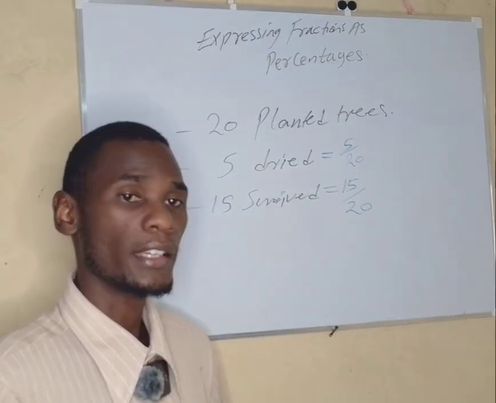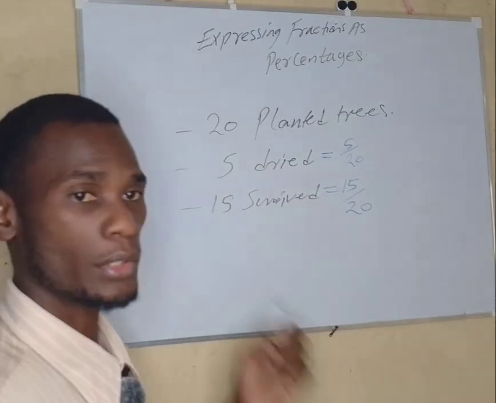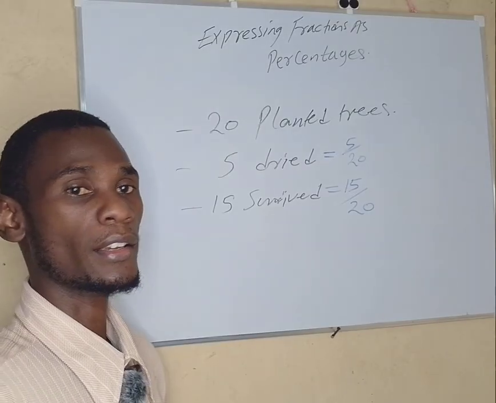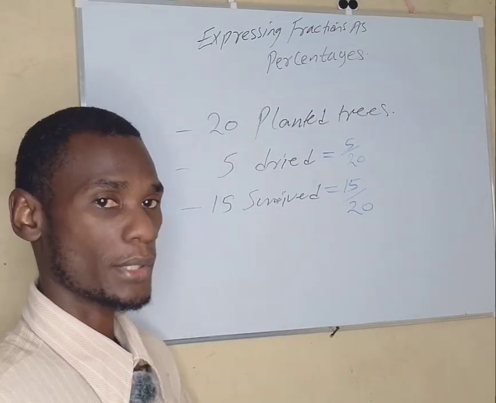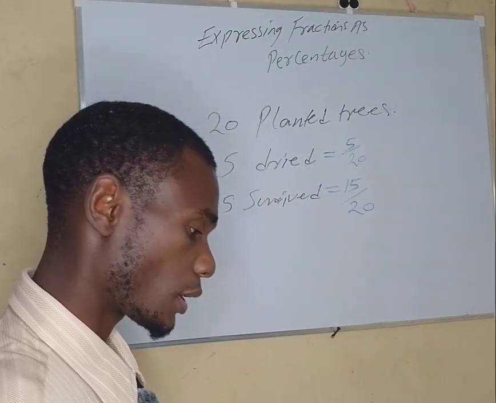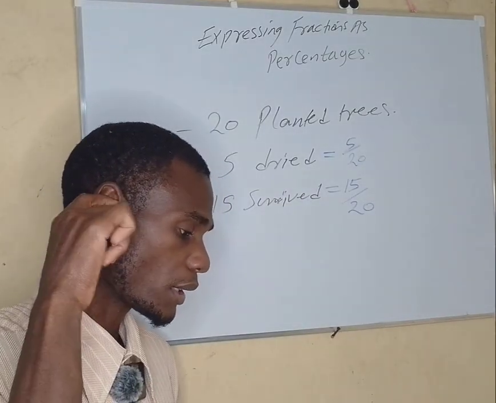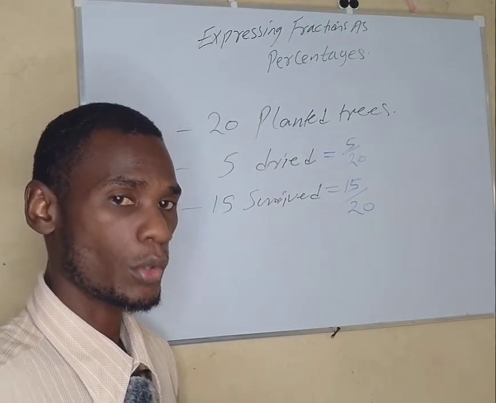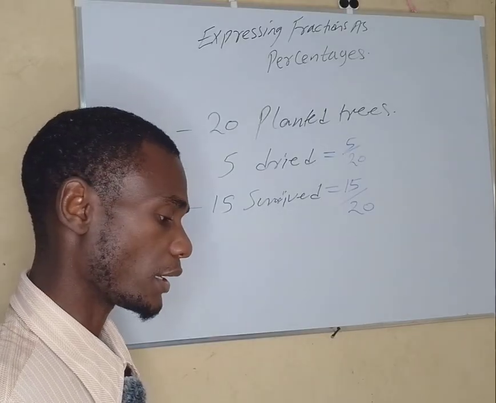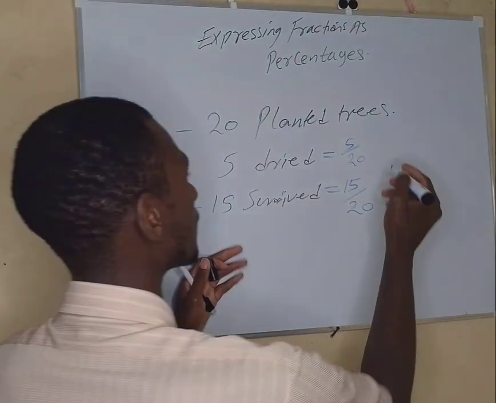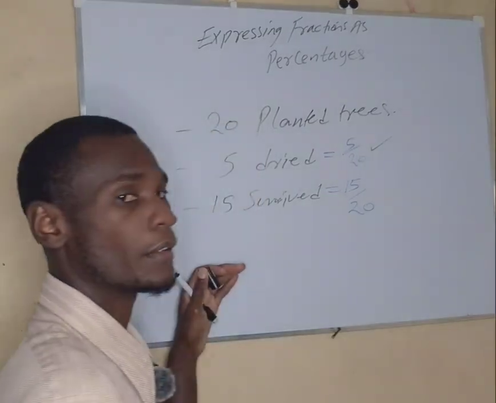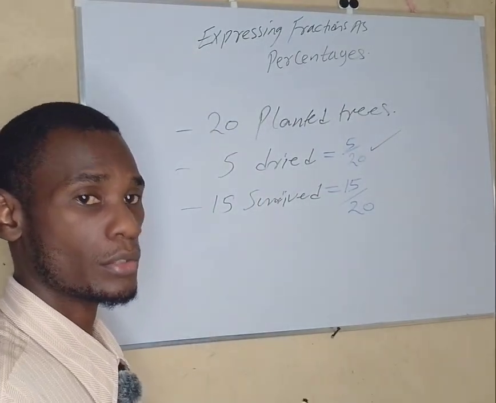From there, we can go back now to the area you are handling. We were converting fractions into percentages. In this question, the question now is, what fraction of the seedlings dried? So if they talk about what fraction of the seedlings dried, that is this: the 5 trees over the total 20.